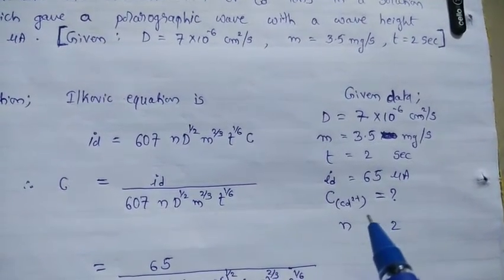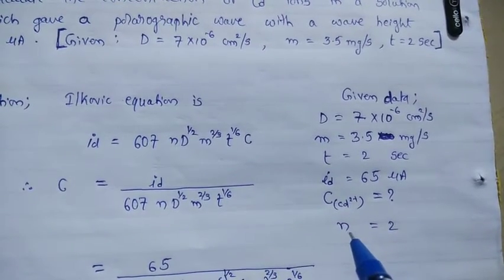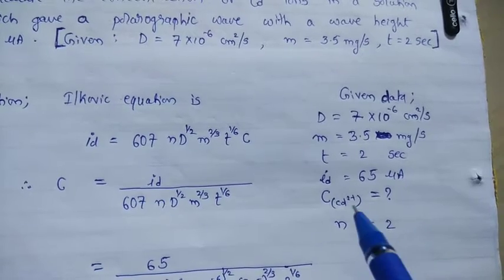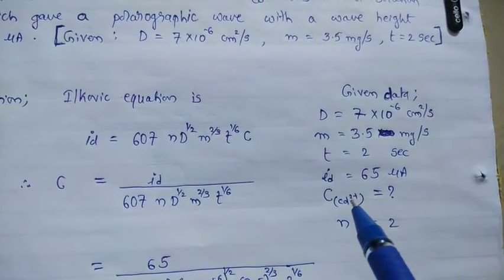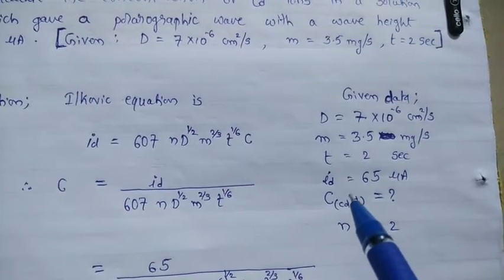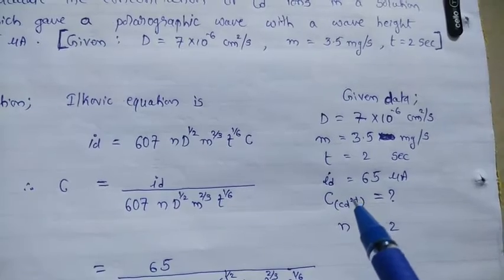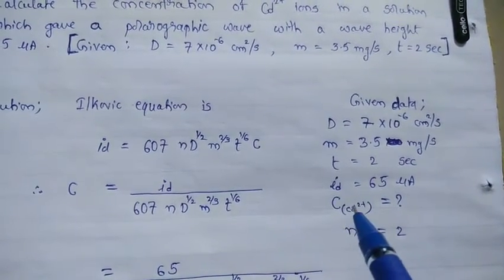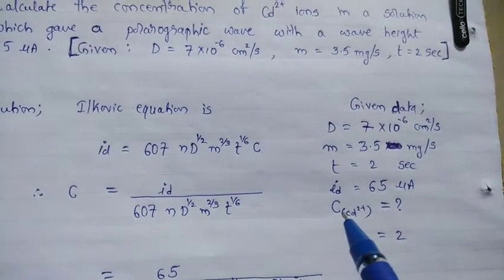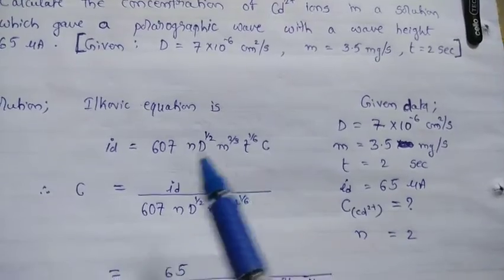Okay, and now here in this equation n is there, so here the value of n will be 2, because the electroactive species here is the Cd2+ ions. So the number of electrons that take part in this reaction is 2. Okay, so for calculating this concentration, we have to modify this Ilkovic equation like this.